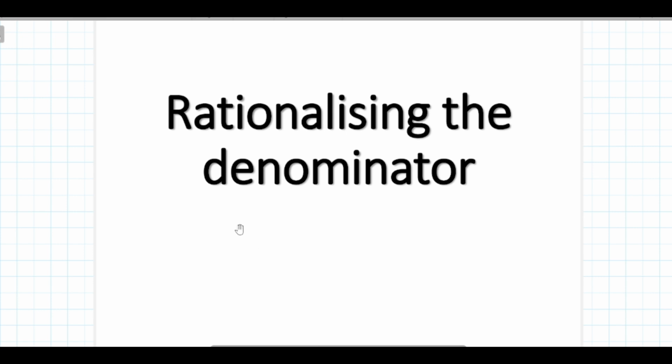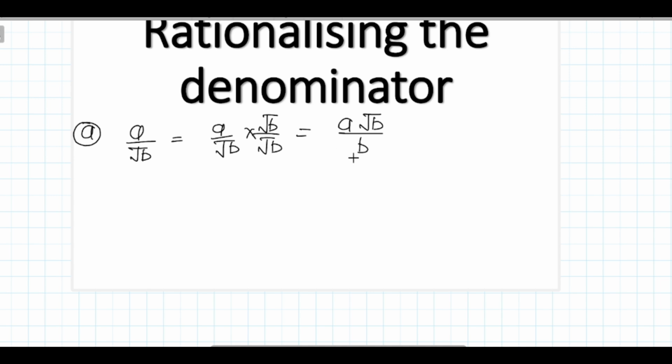As a rule, let's write it down. We have rule A: if you have A all over root B, and you want to rationalize, we have A all over root B times root B all over root B. Remember, when you multiply a surd by itself, the answer is not a surd. So we have A root B all over root B times root B, which gives us B. So this surd has now been rationalized, because what we have at the denominator of the final expression is no longer a surd. So this is in simplest form.